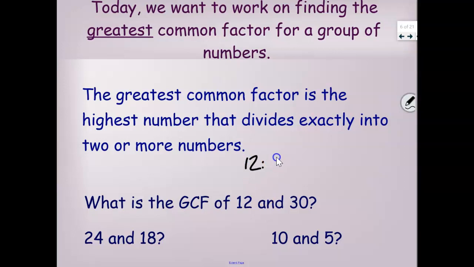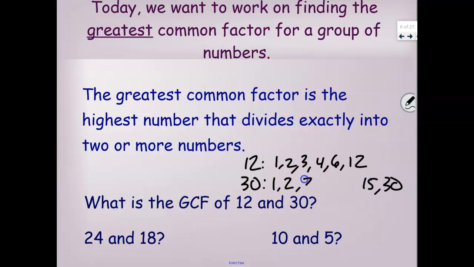Well, let's see, the factors of 12 would be 1 and 12, 2 and 6, and 3 and 4. The factors of 30 would be 1 and 30, then I could go 2 times 15, I could go 3 times 10, I could go 5 times 6. And a lot of this can kind of be done in your head. So then I'm looking for the greatest common factor. What's the biggest factor they have in common? Hopefully you can see that it is 6. So the GCF would be 6.